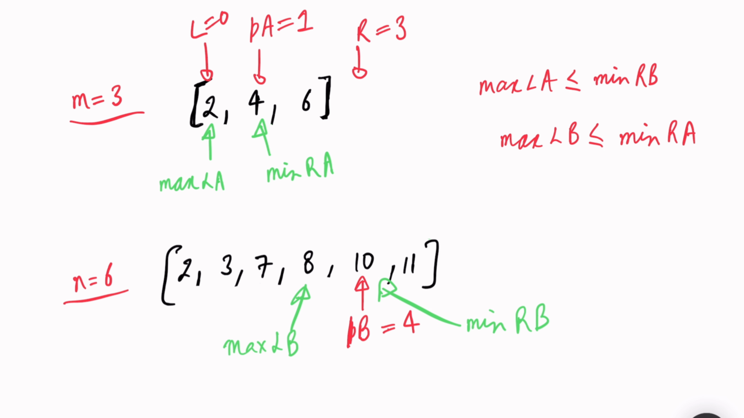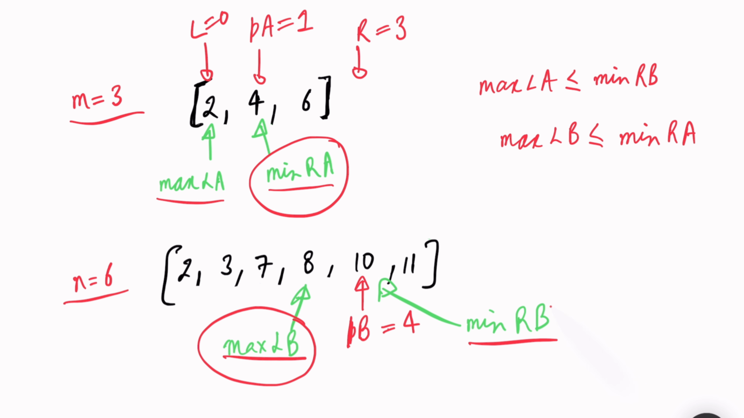Currently we have this scenario where PA is at 1 in the first array and PB is equal to 4 in the second array, and in order to check if this partition is valid, we have to compare these 4 variables such that min right A has to be greater than or equal to max left B, and min right B has to be greater than or equal to max left A, because min right A and min right B are in the right half and max left A and max left B are in the left half of the merged sorted array if this is a valid partition.